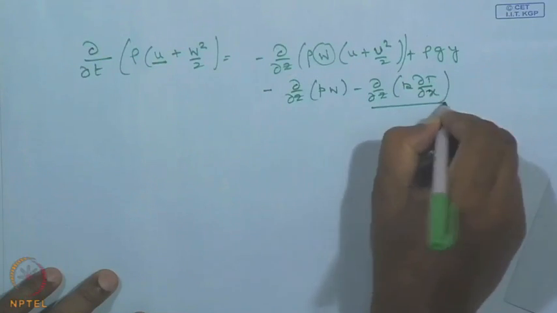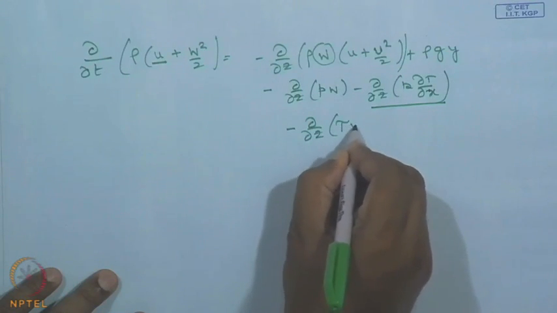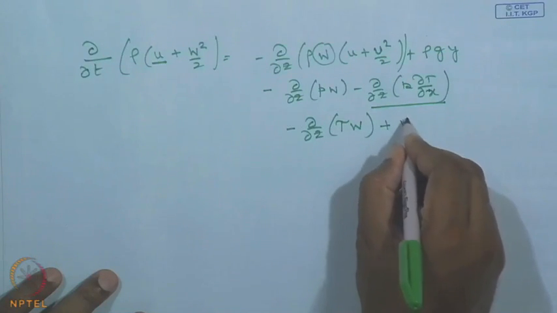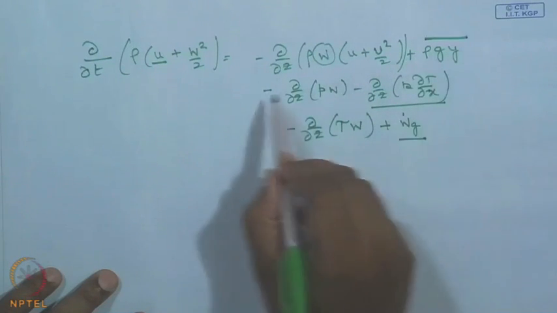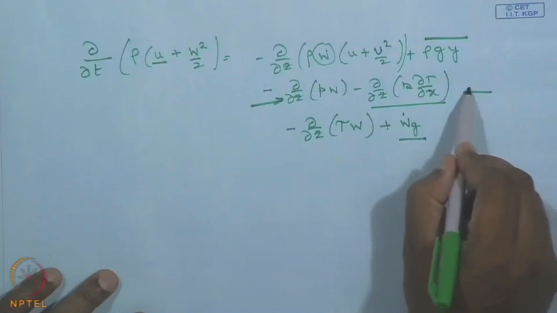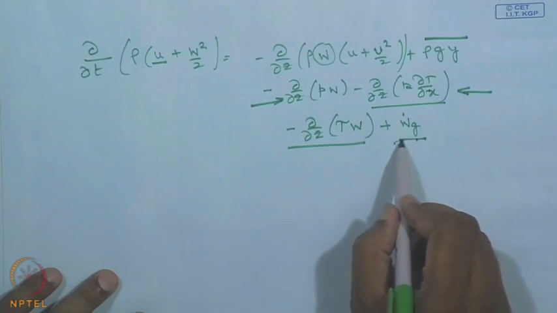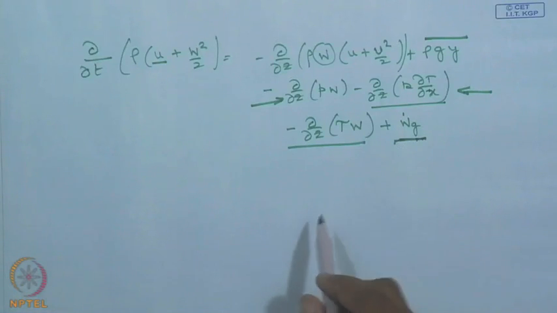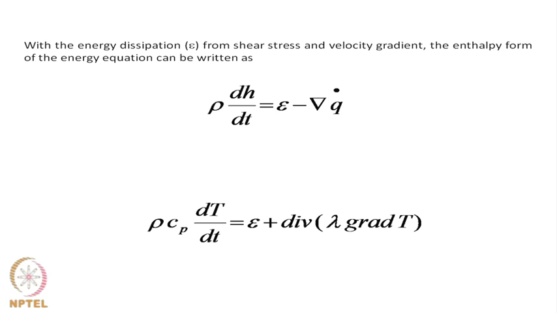So this refers to the conductive heat which is being added to the system, minus del Z of tau times W. So tau times W gives us the dissipation, plus W dot G, any amount of work done. So this is the gravitational term, this is due to pressure, this is due to conduction, this is due to dissipation, and this is the amount of work that is being done by the system or on the system. This can also be thought of as the Bernoulli equation for the energy balance in channel flow, and can be simplified to suit each process.